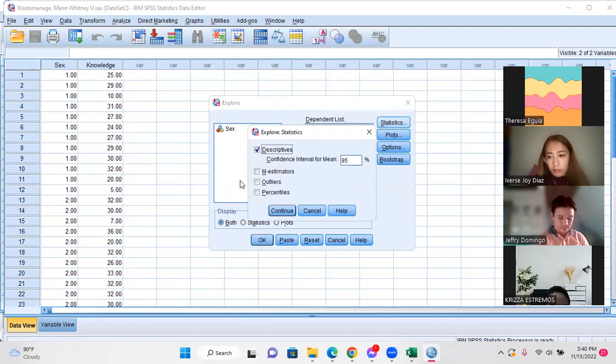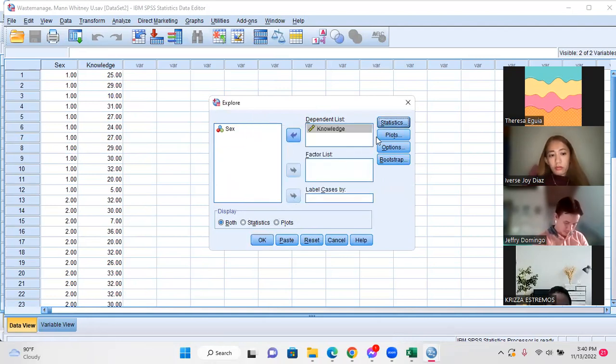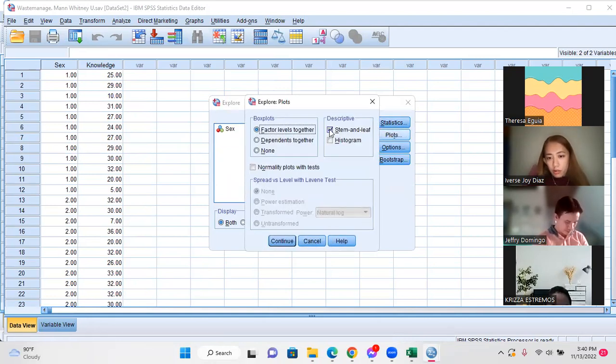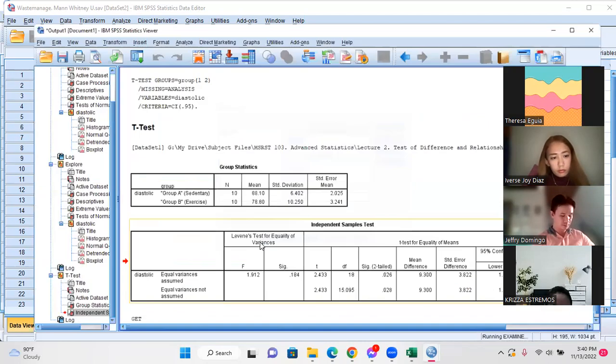And then, statistics. Click outliers. Continue. Plots. And click stem and leaf. Click histogram. Then, normality plots with test. Continue. Okay.